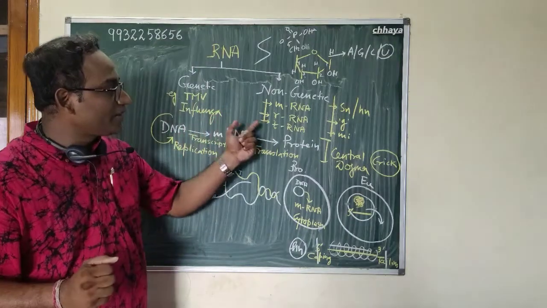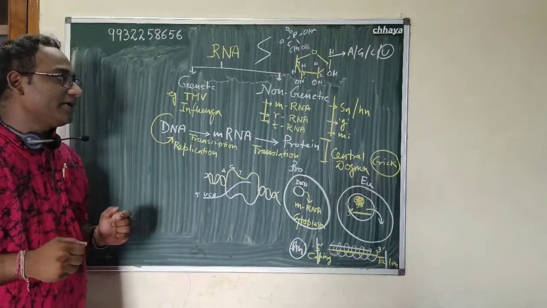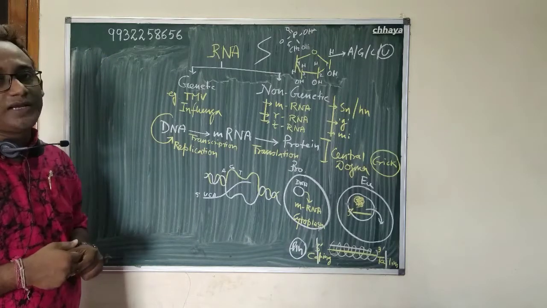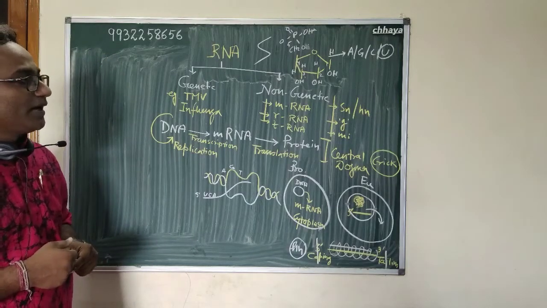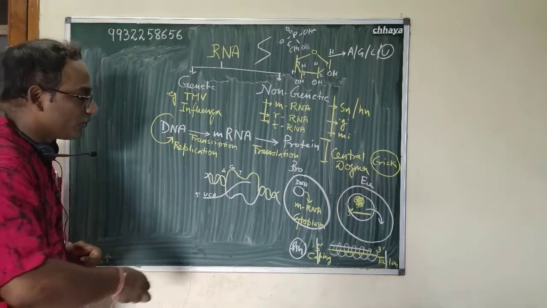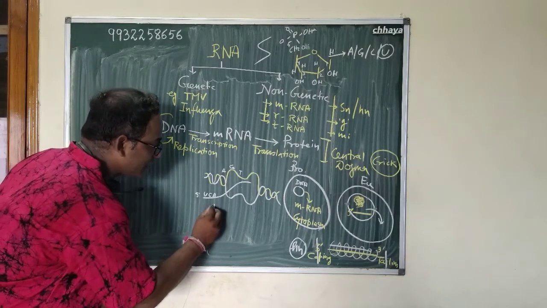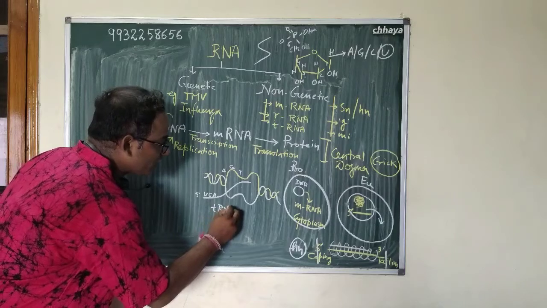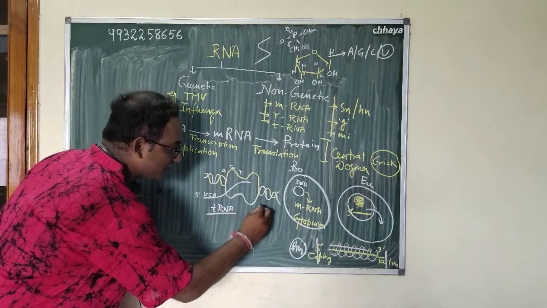Then the another one, that is the tRNA, and tRNA has the structure of the Cloverleaf model. The Cloverleaf model explained the structure of the tRNA. So basically the structure of the tRNA is also known as the Cloverleaf model. So what will the Cloverleaf model structure be like?